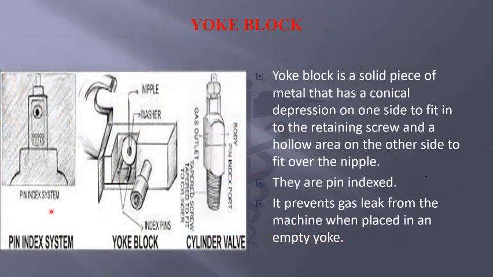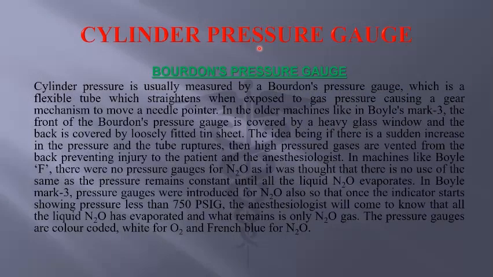So, let us check what the yoke block is. Here it shows a picture. The yoke block is a solid piece of metal that has a conical depression on one side to fit into the retaining screw, and a hollow area on the other side to fit over the nipple. They are pin indexed, and it prevents gas leak from the machine when placed in an empty yoke.